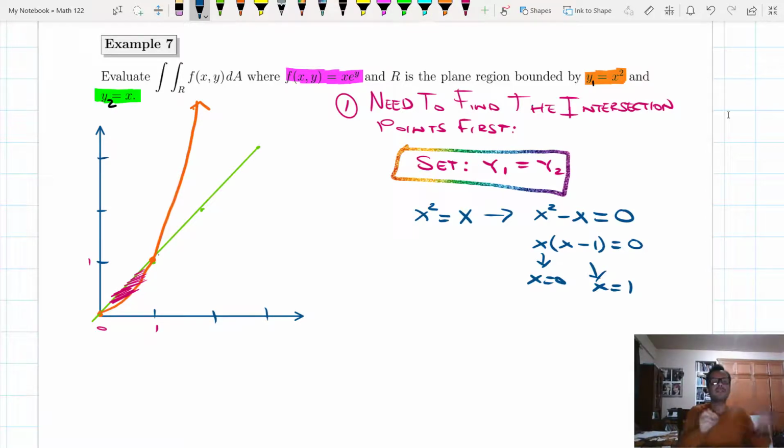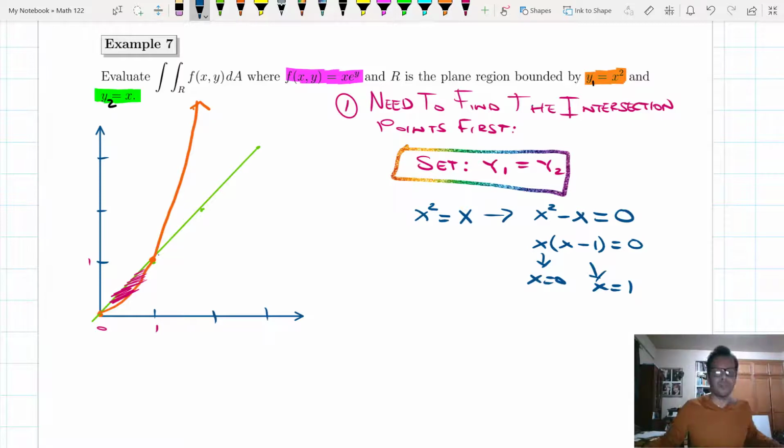And clearly we can see that in the picture, right? The reason why I'm showing you how to find the intersection points first is because you may get other more complicated regions to integrate over, right? In those cases, it won't be very easy to see, oh, x goes from 0 to 1, oh, x goes from 1 to 3. It may not be that easy. So that's why I show you how to do that.